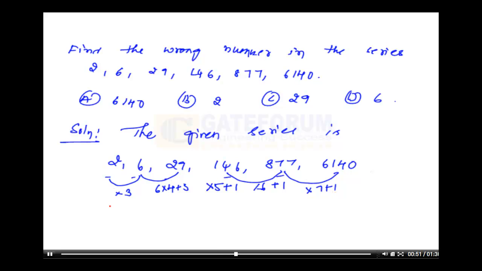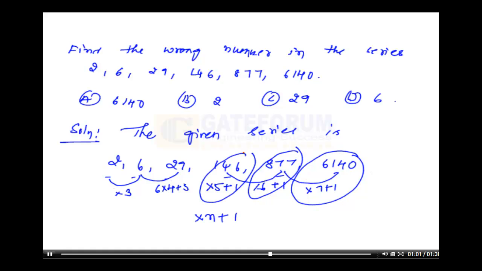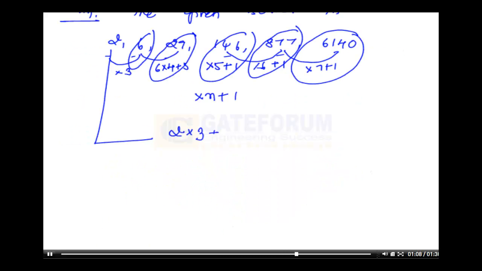So by looking at this, we can clearly say that the series is into n plus 1. The last is into 7 plus 1, the previous into 6 plus 1, then into 5 plus 1, this must be into 4 plus 1, this must be into 3 plus 1. So the second term must be 2 into 3 plus 1, which has to be 7. Now, 7 into 4 plus 1 is 29. So is it following the pattern? Yes. So obviously the second term must be 7 but not 6. So the wrong number is option D.